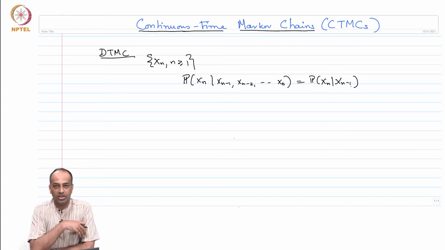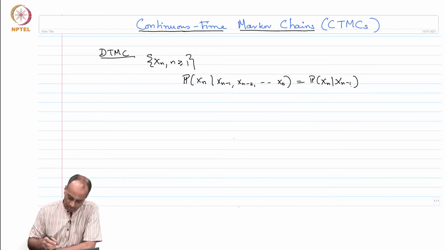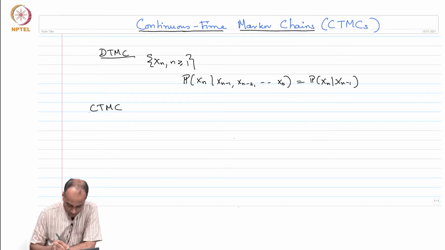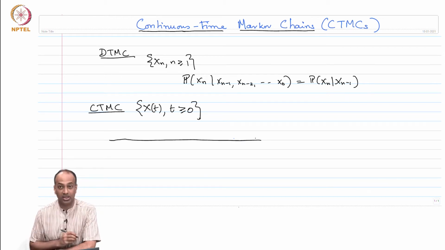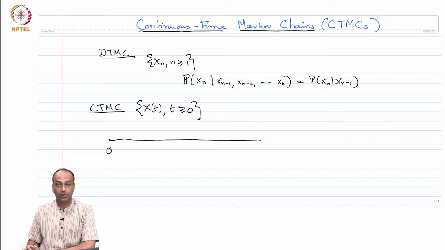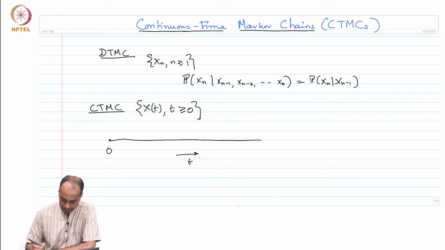A CTMC, or a continuous time Markov chain, or a continuous time Markov process as it is sometimes called, is something similar. It works in continuous time. So, I will broadly tell you what it is. So, Xt, its time is now continuous, let us say t greater than or equal to 0. Before I give you a formal definition, pictorially it is easy to tell you what it is. That is time 0, and this is continuous time.